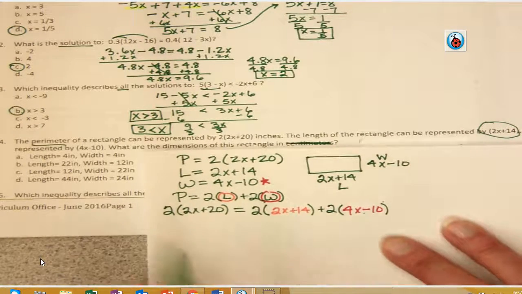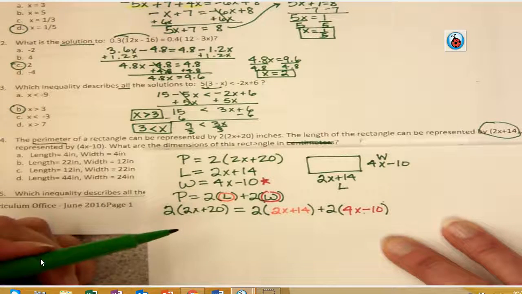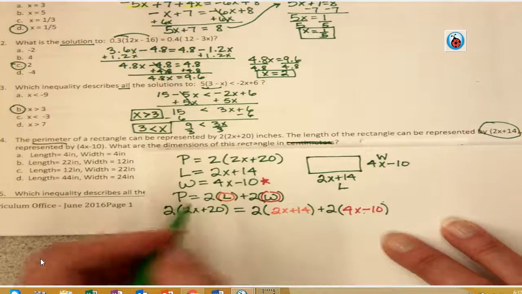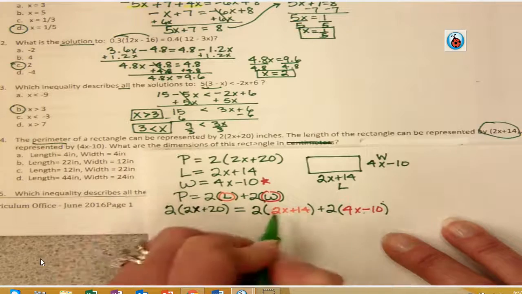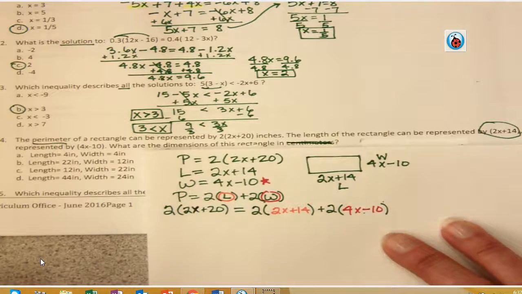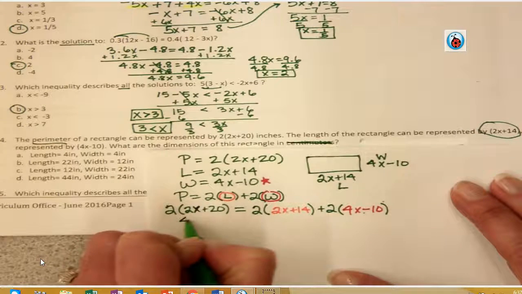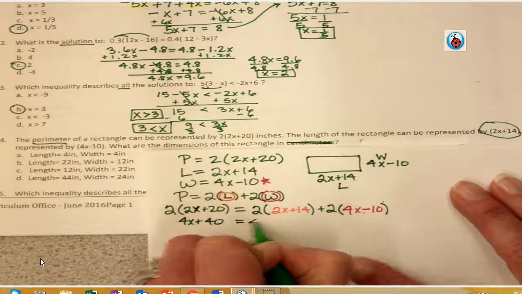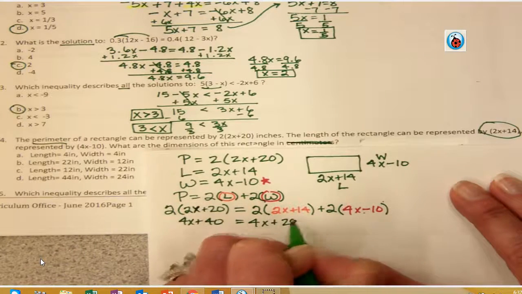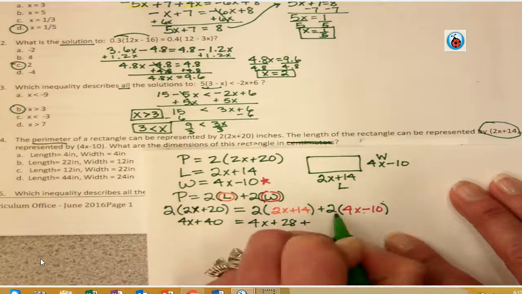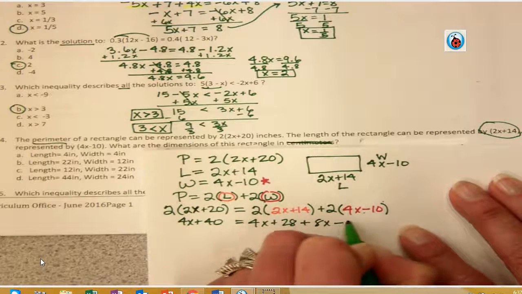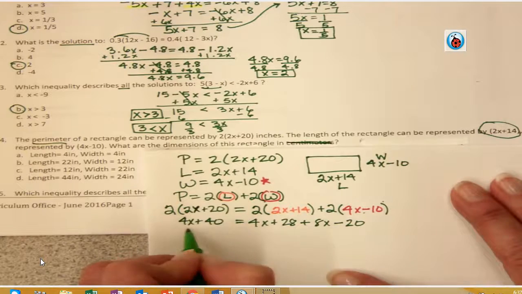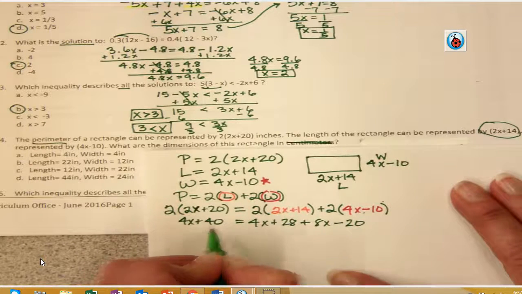So I'm basically just taking all my information and plugging it into this formula. And then now, since I only have x's, I can very easily just distribute, combine like terms, and use my inverse operations to solve this. So I get 4x plus 40 equals 4x plus 28 plus 8x minus 20. From there, I don't have any like terms. This is as simple as I can get this for right now.